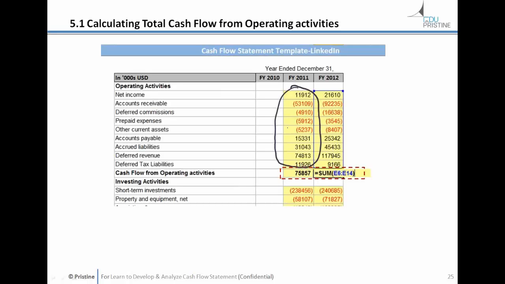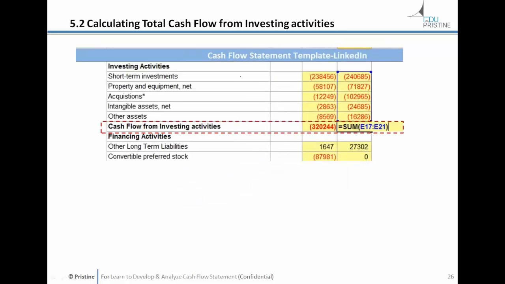We have computed all line items, and all I have to do is take a sum of these guys. Take a sum in order to get cash flow from operating activities. Then I take sum of all investing line items.